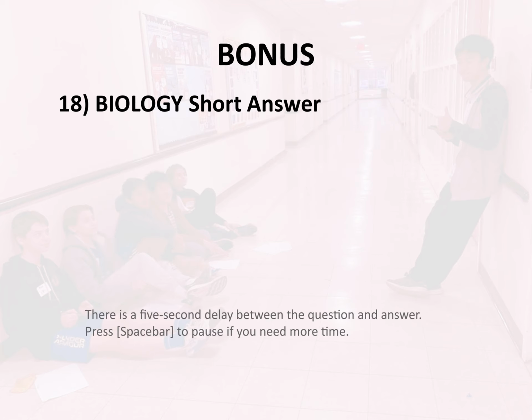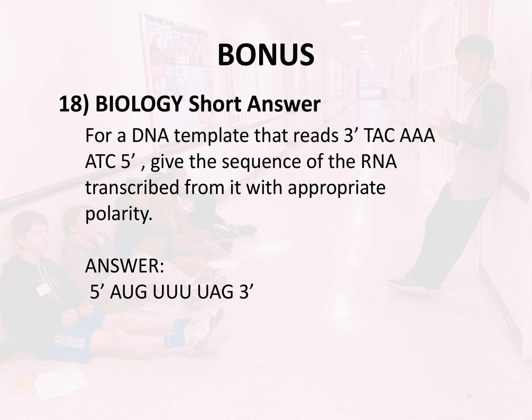Bonus, 18. Biology. Short answer. For a DNA template that reads 3' TAZ, AAA, ATC, 5', give the sequence of the RNA transcribed from it with appropriate polarity. Answer, 5', AUG, UUU, UAG, 3'.